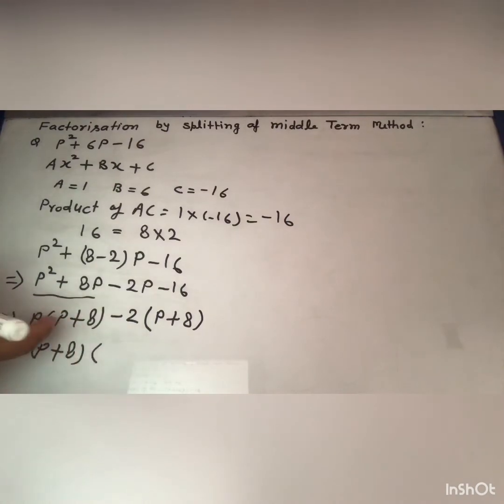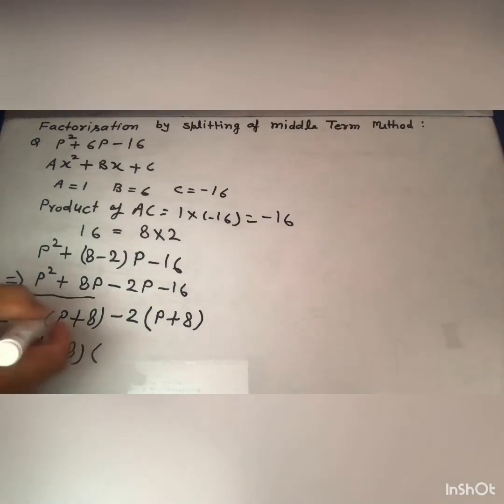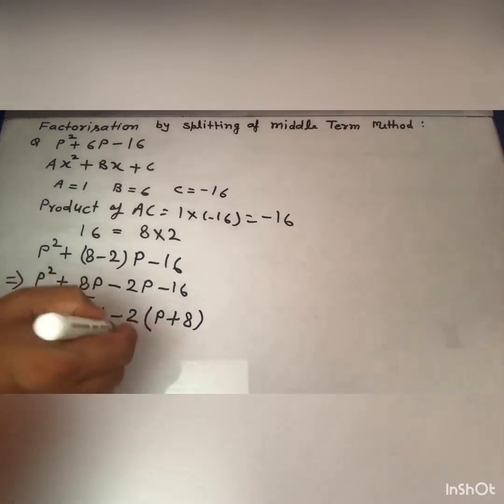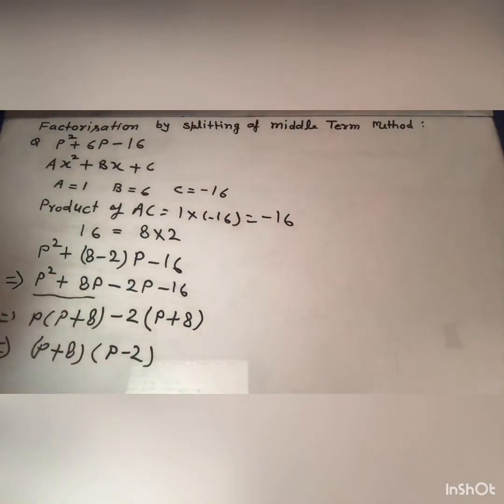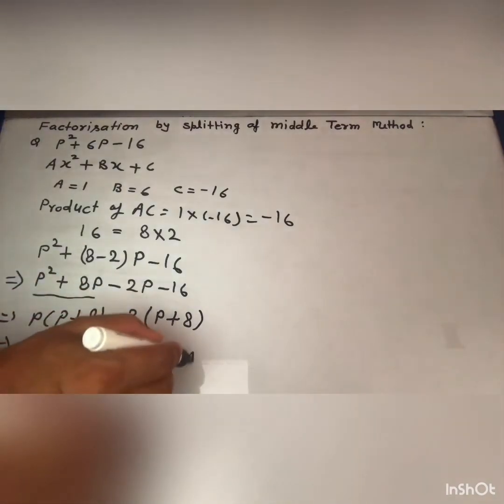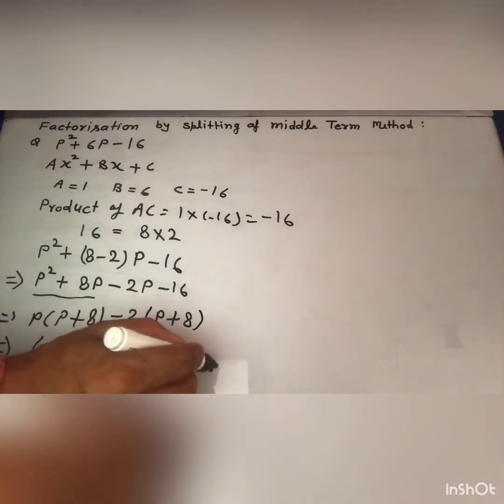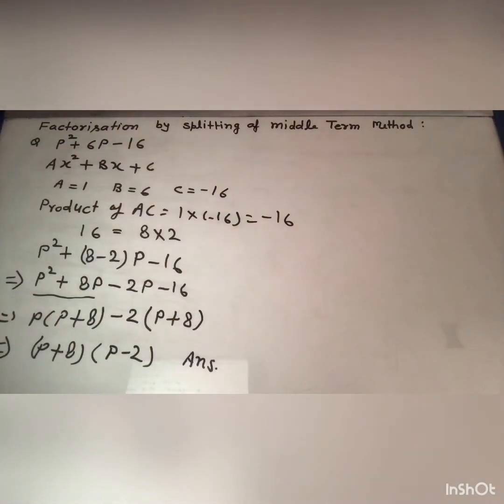Now the remaining thing in the first term is p, and in the second term is minus 2. So this is the factorization of p square plus 6p minus 16 by the splitting of middle term method. So this is the answer of this question.